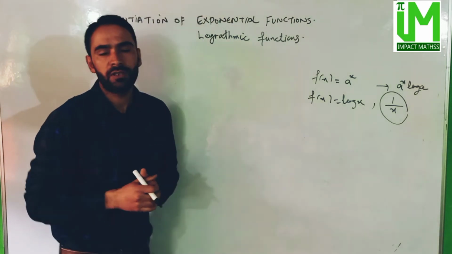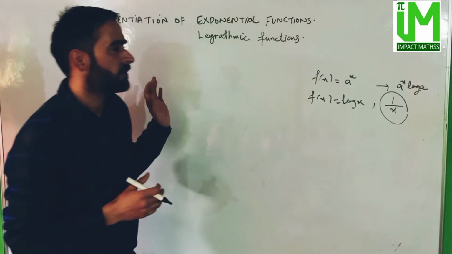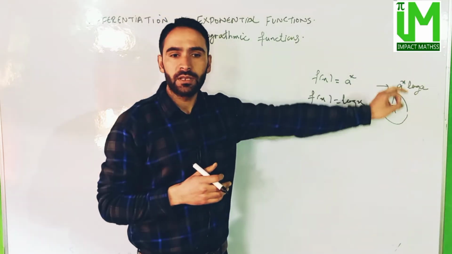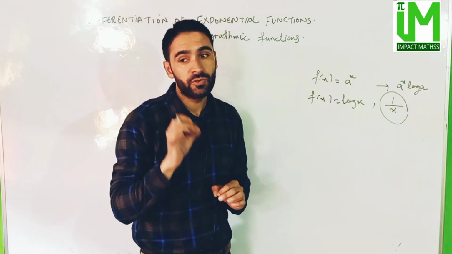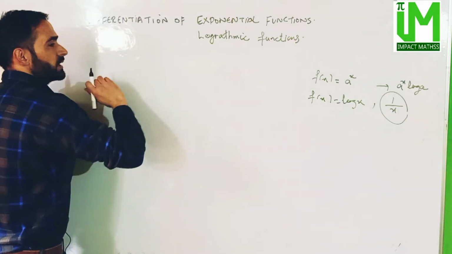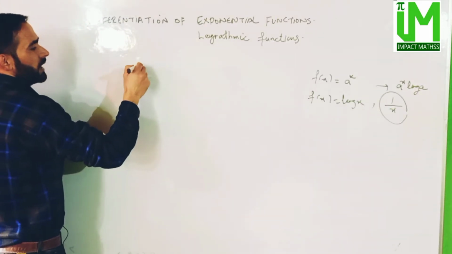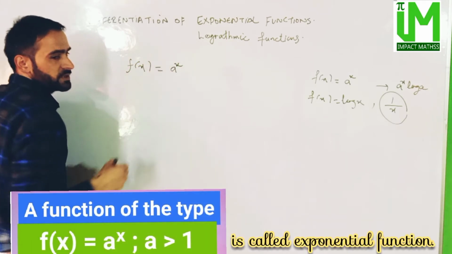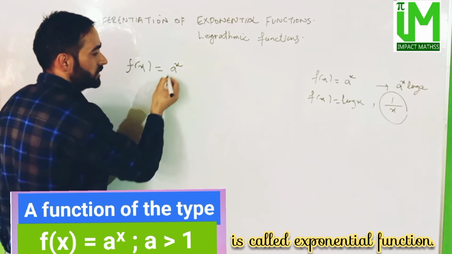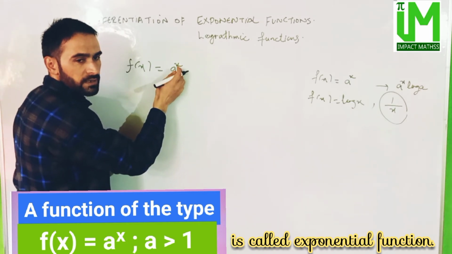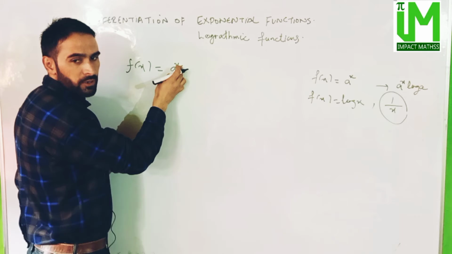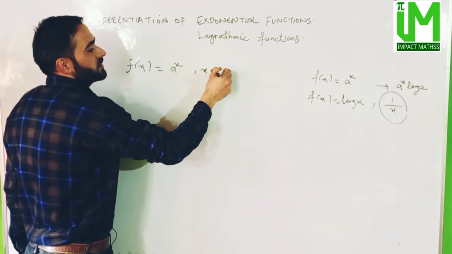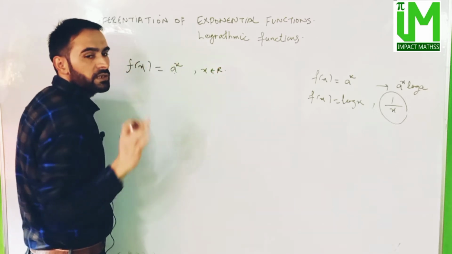So what do we mean by exponential function? The derivative is simple. A raised to power x, the derivative is a raised to power x log of a. But before that, it is important to understand the exponential function. We know f of x is equal to a raised to power x. Here a is called the base and x is the power or index, where x is any real number, that means x can take any real value.